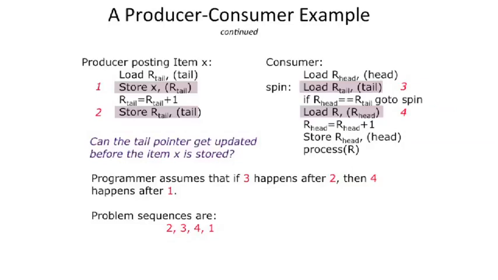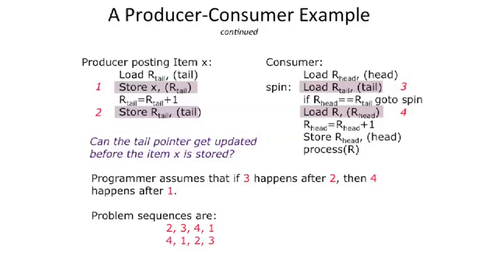So let's look at some sequences that are problematic. Say 2 and then 3 happen, and then 4 and then 1. Well, 2 updated the tail, and 3 reads the value of that new tail pointer. But at this point we haven't stored the value into the queue, because 1 never happened. We execute 4, and it just reads garbage from memory. And then finally, the value gets updated. That's totally valid in the out-of-order memory systems we talked about up to this point.